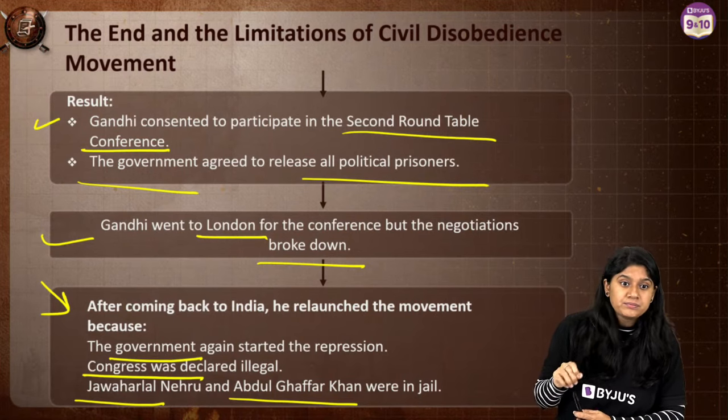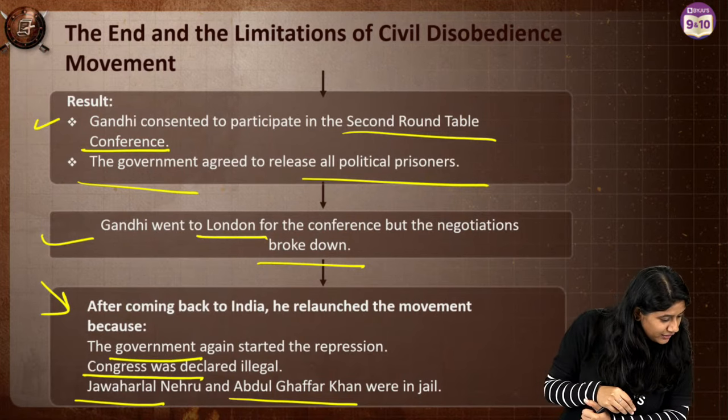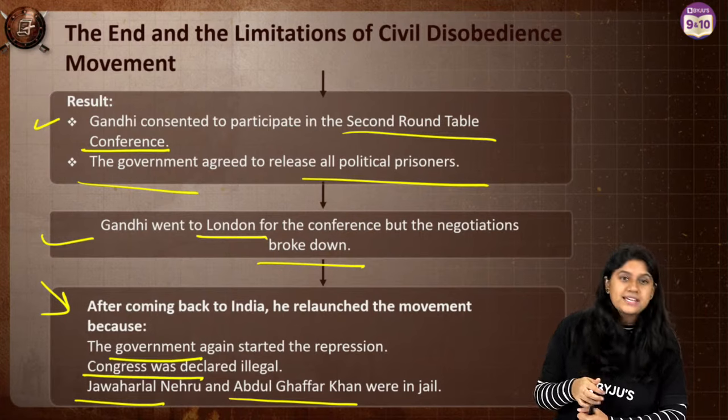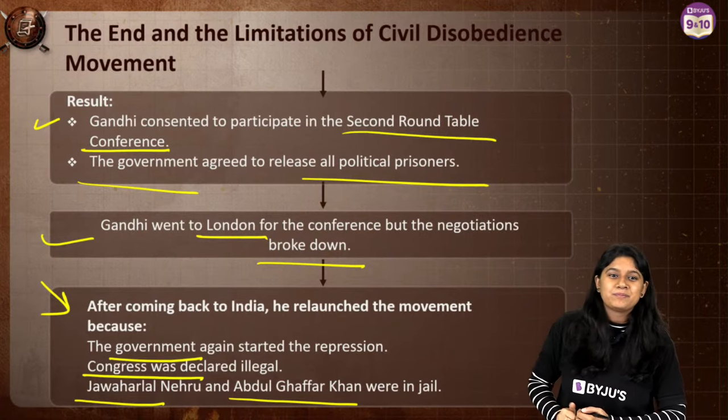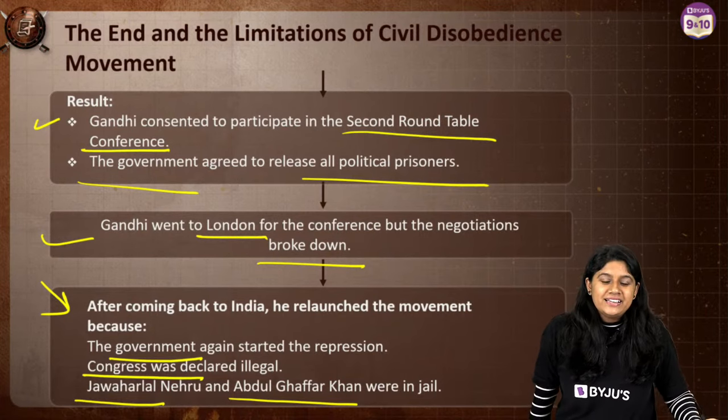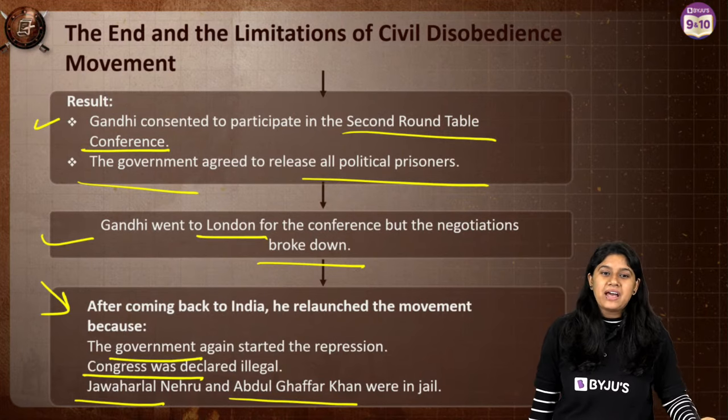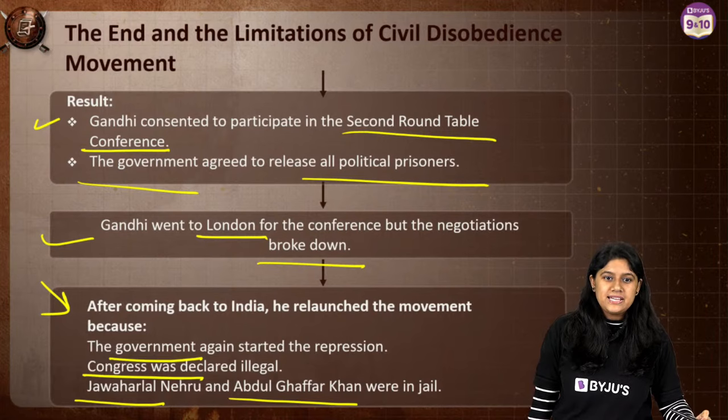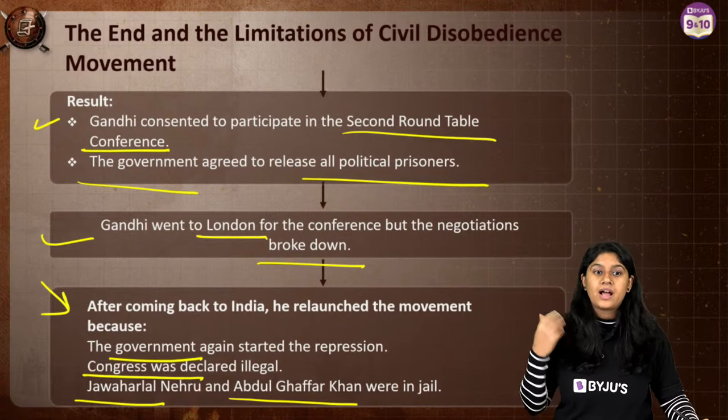Everyone, are we clear? Do we have Ashwara ma'am here? Yes, seems like yes. Everyone, please make sure you do that. Yes, definitely, ma'am and I are there for each other's support. Yeah, he didn't go because he was not invited. Relaunch matlab dubara se. Again.